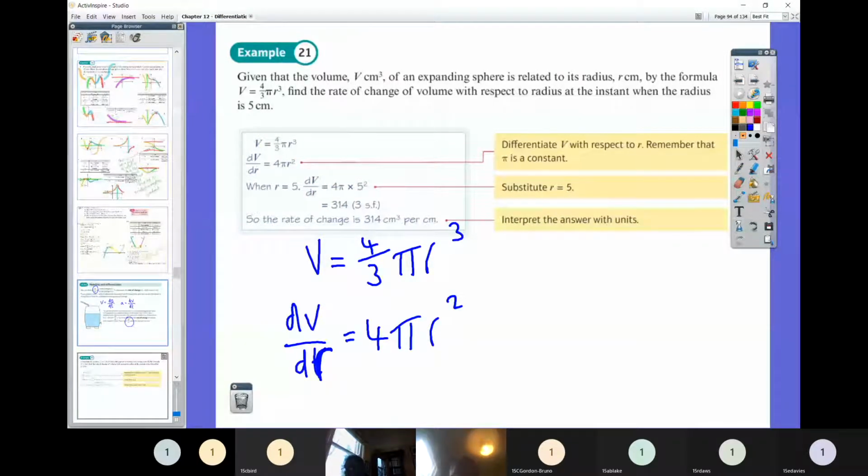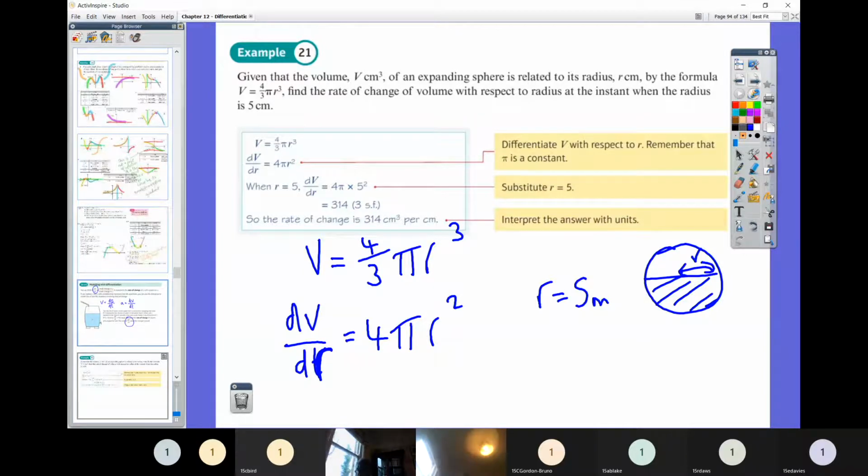So that is the rate of change of the volume. Okay, so at the precise time when the radius was 5 centimeters, for a split second, so just picture there's your sphere filling up. When you're at that split second when the radius was 5, how quickly is it filling up? And in that split second, it's filling up at 314 centimeters cubed per centimeter of radius.